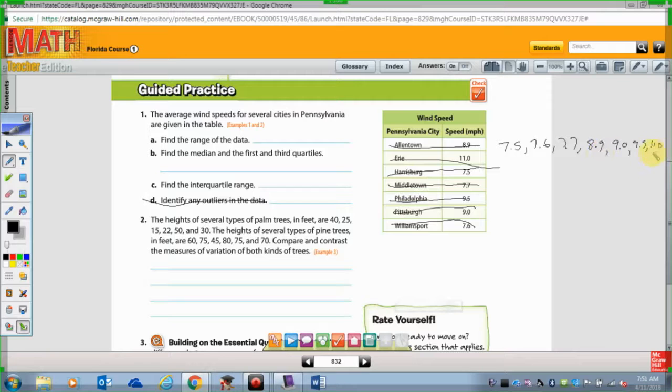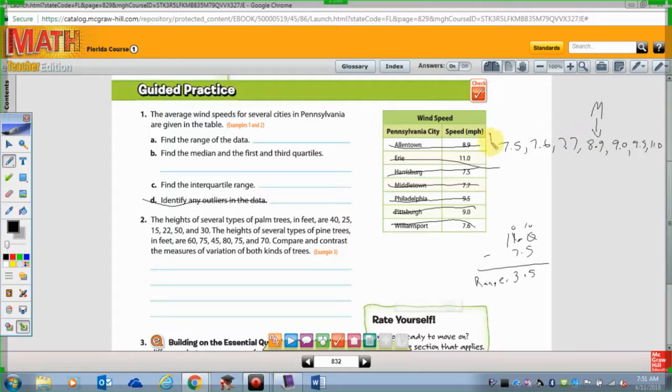So for the range, I can do 11.0 minus 7.5. I'm going to end up with 3.5 for the range. Then I come over here and I find the median. So I've got 1, 2, 3, 4, 5, 6, 7. So it's an odd set, so I just have to find the middle one. The middle one is 8.9. It's going to be my median.